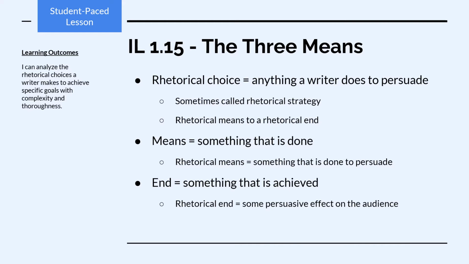By means, I mean something that is done. So a rhetorical means would be something that is done to persuade. And by end, I just mean something that is achieved. So a rhetorical end would be some persuasive effect that is achieved on the audience.